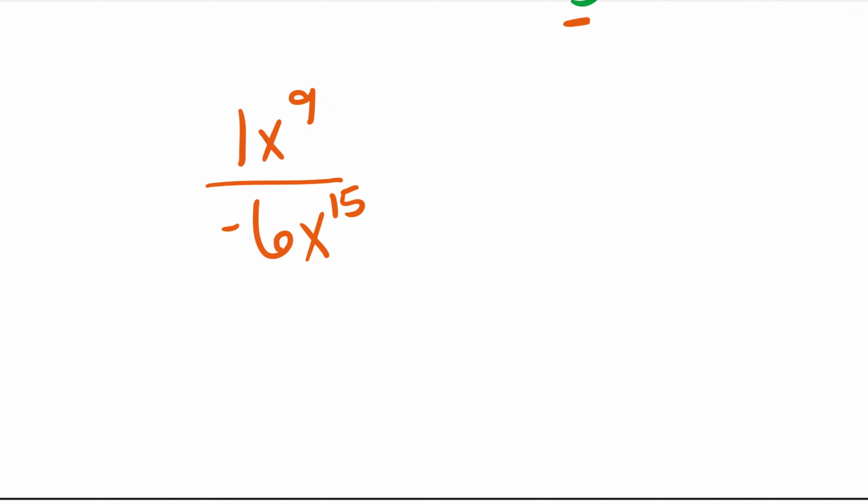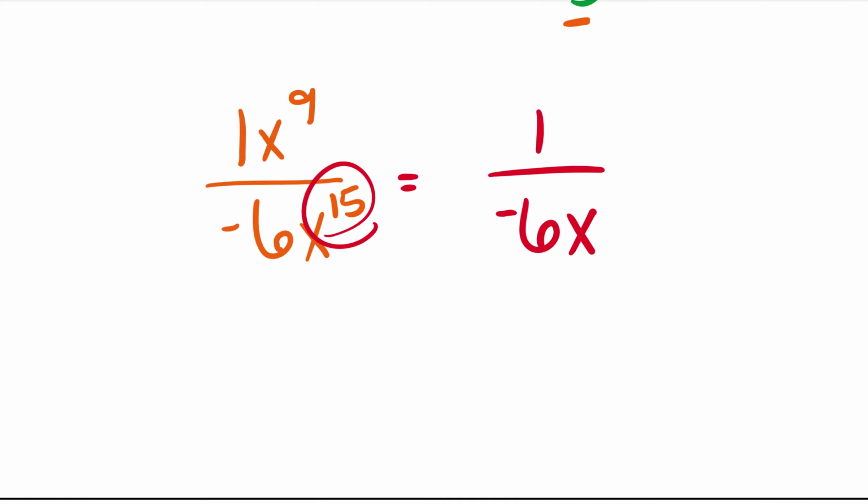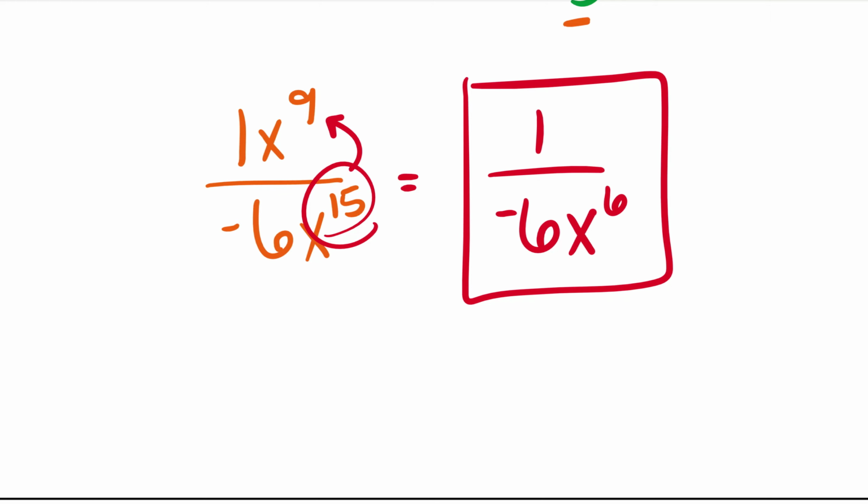So, if I write this out, I have 1 over negative 6. The numbers haven't changed. I already did that. But this one is bigger, so it's going to stay on the bottom. And then I subtract 15 minus 9 gives me 6, and that becomes my final answer.